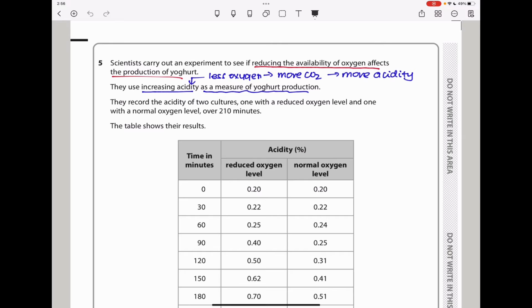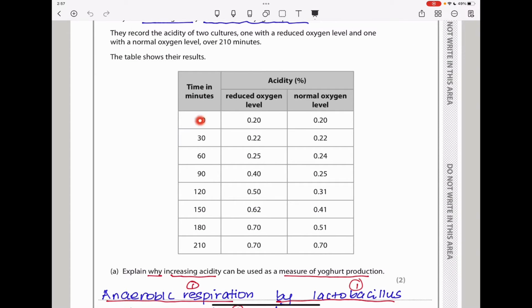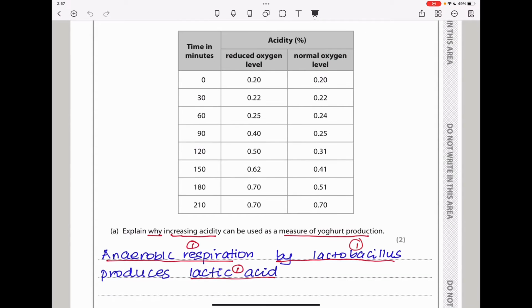This is question 5. Scientists carry out an experiment to see if reducing the availability of oxygen affects the production of yogurt. They use increasing acidity as a measure of yogurt production. They record the acidity of two cultures, one with reduced oxygen level and one with the normal oxygen level, over 210 minutes. The table below shows the results. As time increases, they recorded the percentage acidity where there is reduced oxygen and where there is normal oxygen. And as you can see, in the end we have the same acidity.